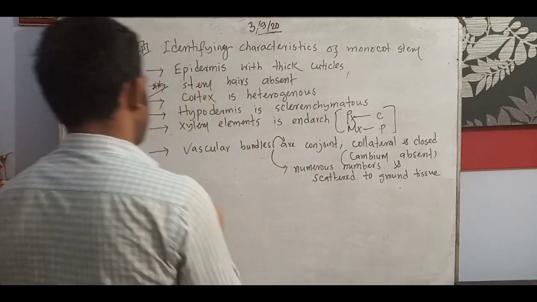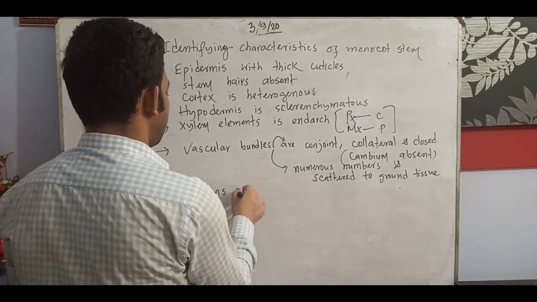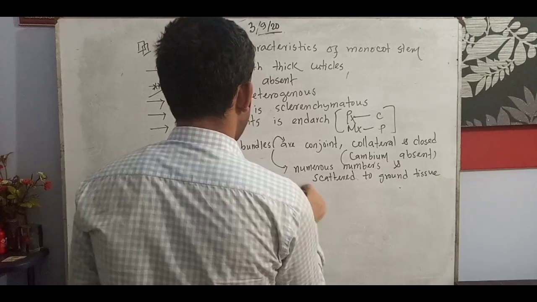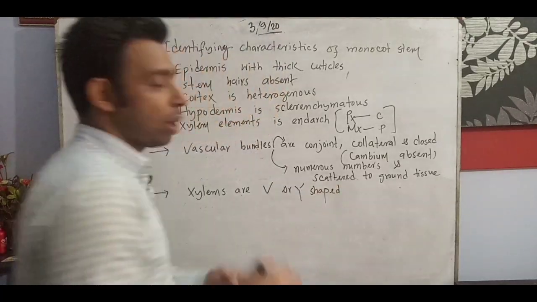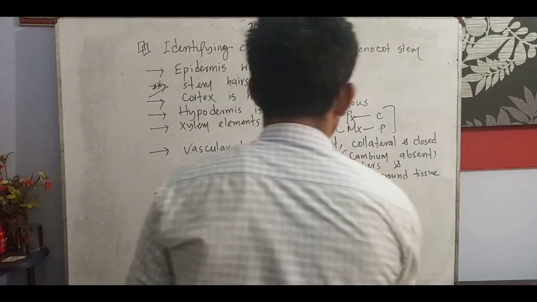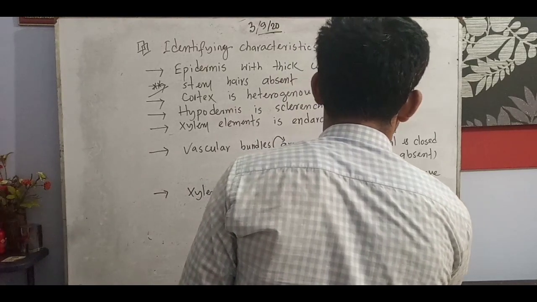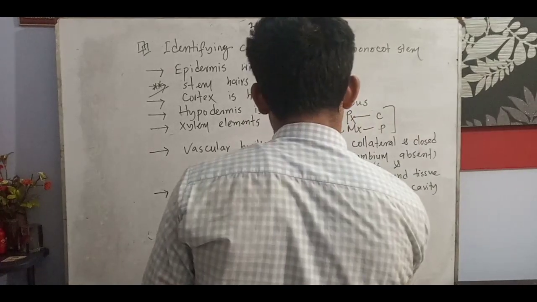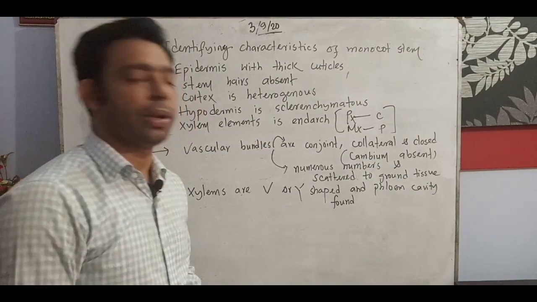Very importantly, we can say xylems are, as we also wrote in the very last class, V or Y shaped. Xylems are V or Y shaped. Do you remember the figure from yesterday? Y shaped, and a phloem cavity is found there.